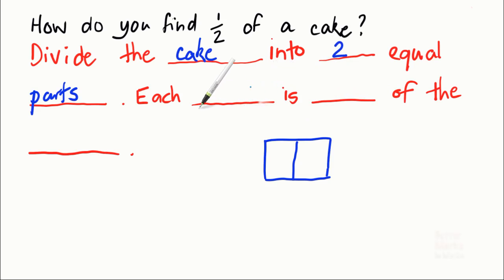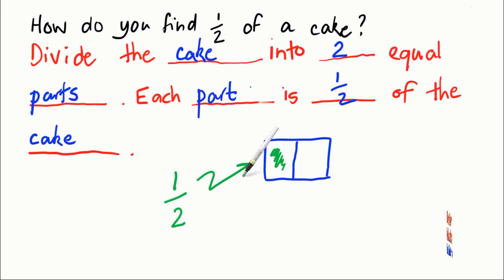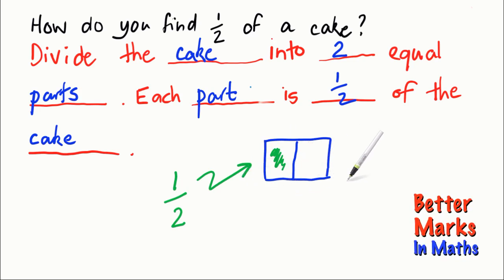And then what I want you to say is that each part is the fraction, which is 1/2 of the cake. So I'm going to shade in one of those parts and then point to it like this. And there's 1/2 of the cake shaded in.